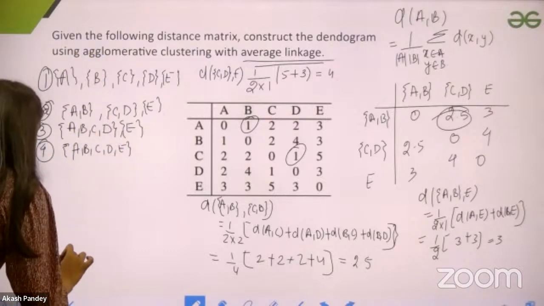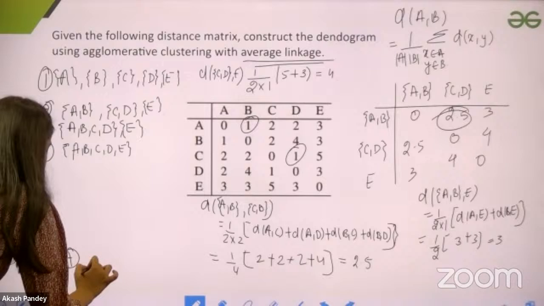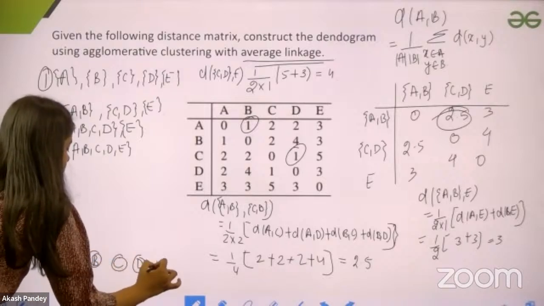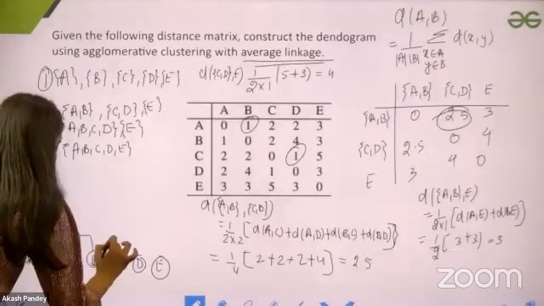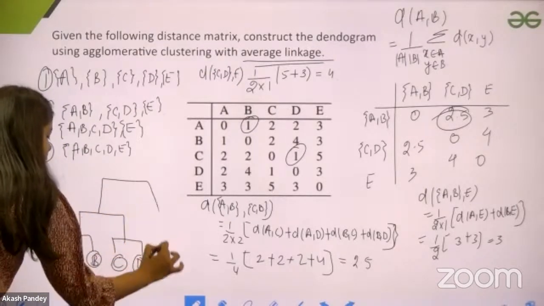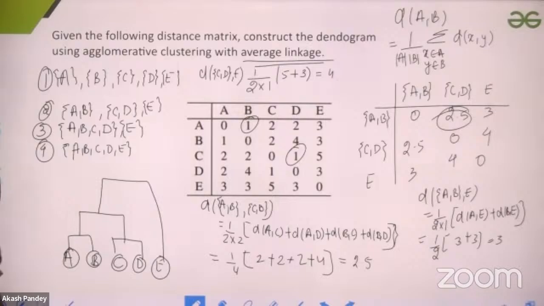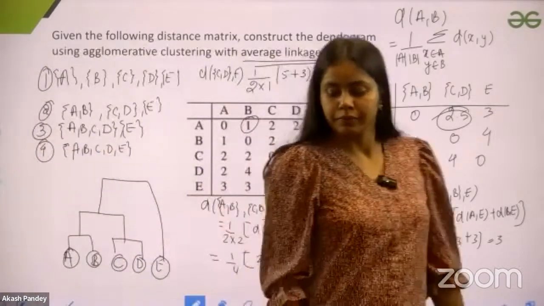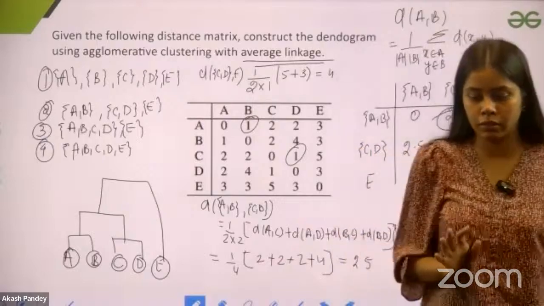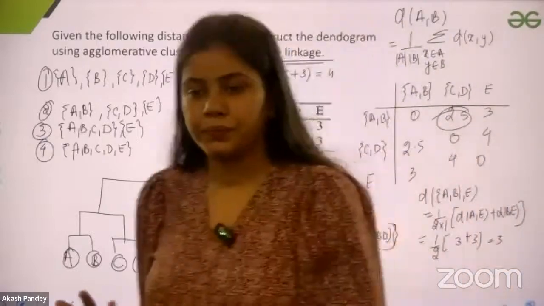So what is a dendrogram here? I'll draw A, B, C, D, E. AB gets combined, CD gets combined. Then AB, CD gets combined, and finally you would combine this with E. So this is the dendrogram you get. Now let me know if there is any confusion. Just let me know, guys.